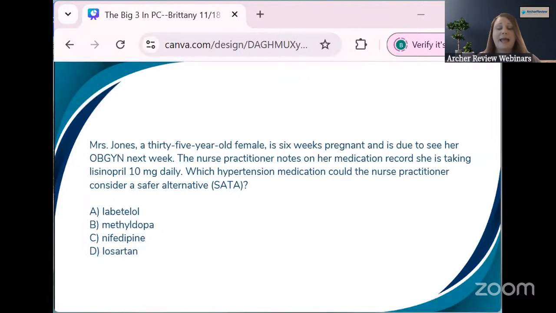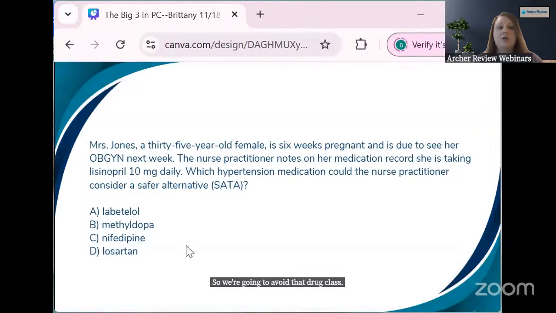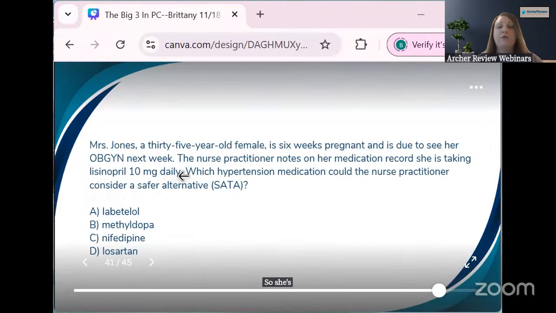Okay, so this one is ABC. Okay, and I want y'all to think about the alphabet. If a patient is pregnant, we are going to avoid our ACEs and ARBs. So losartan is an ARB, correct? So we're going to avoid that drug class. So she's already on an ACE inhibitor. We're going to avoid that drug class. So which hypertensive medication could you offer?